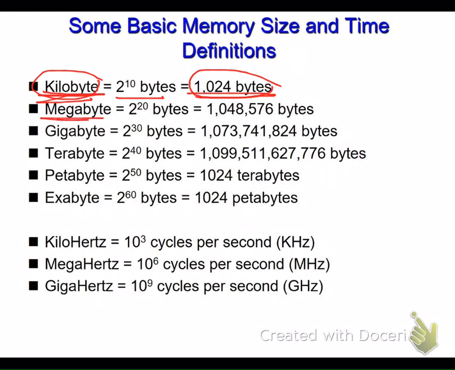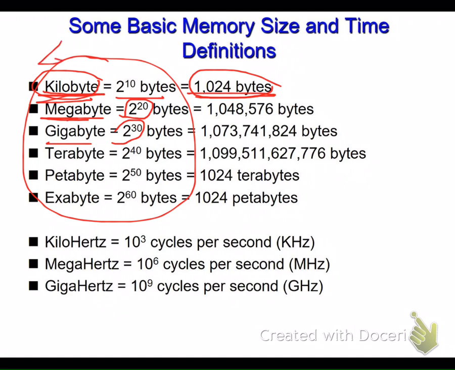If it is mega, it is 2 to the power of 20, and so on and so forth. If it is gig, it is 2 to the power of 30, and so on. So I'm expecting that you will be aware of this. And this is not the same as kilohertz, because kilohertz is basically 1000. And this one is not 1000. It is 1024. Okay?